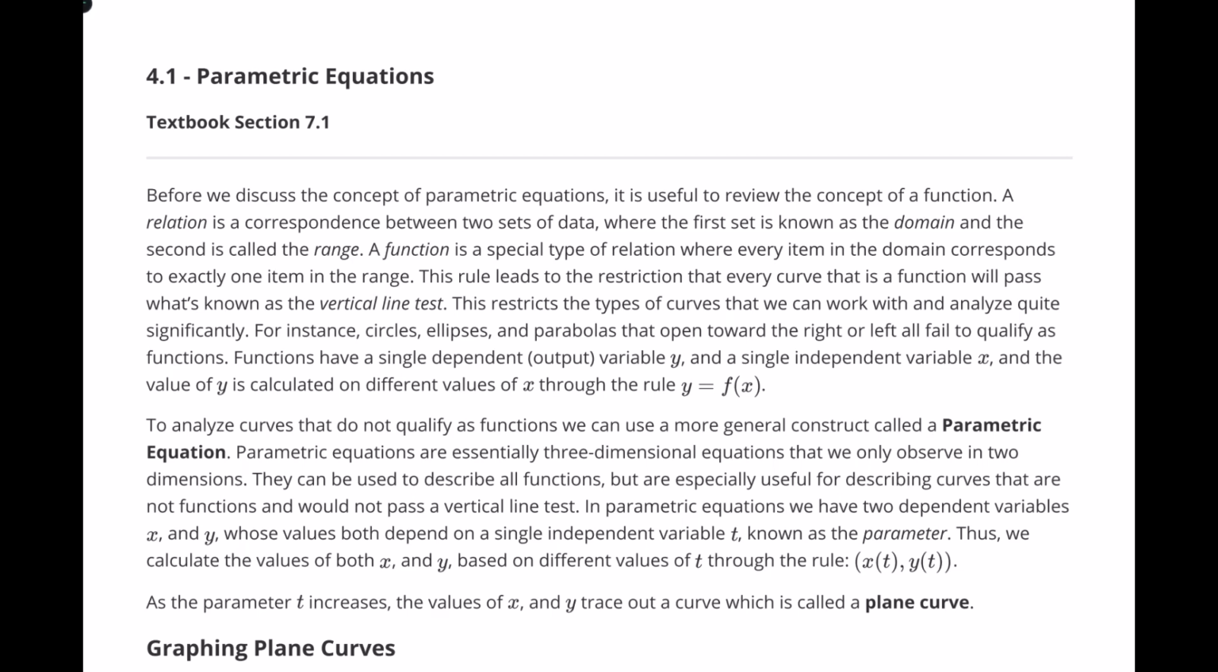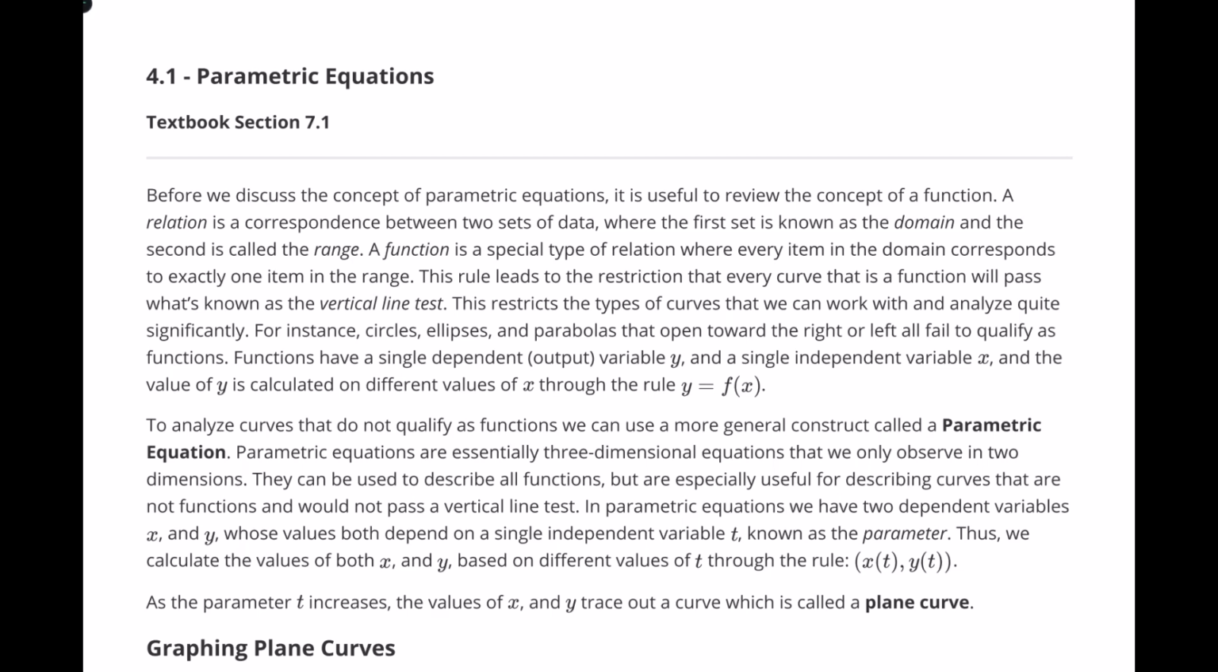Functions are a type of relation that passes a vertical line test, or more precisely, we could say, in general, for every item that exists in the domain of a function, that item corresponds to exactly one item in the range of the function. And if we're talking about points on a number scale for the x-axis and the y-axis, it works out to a graph that passes a vertical line test.